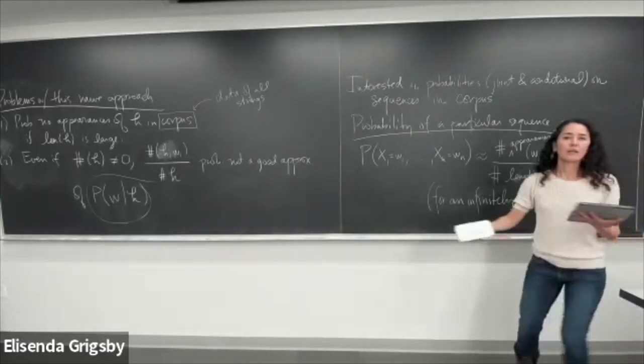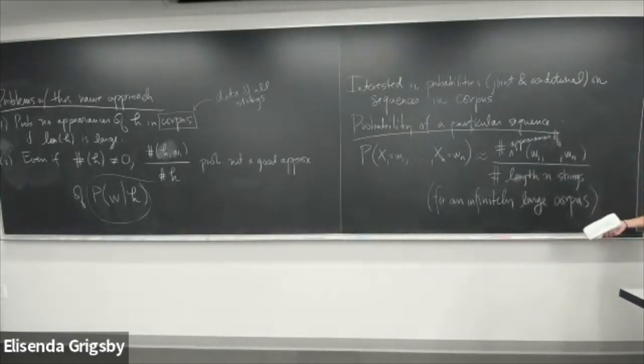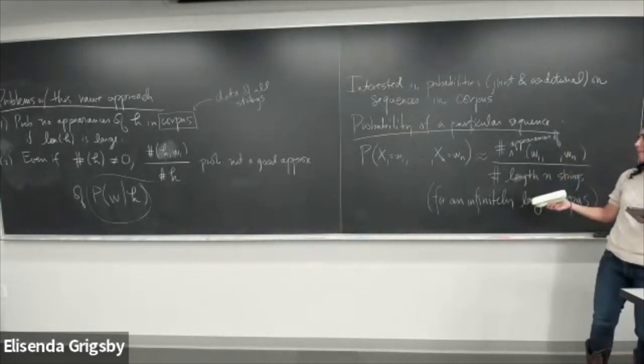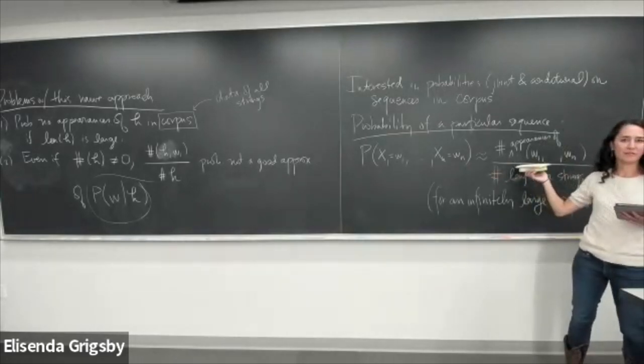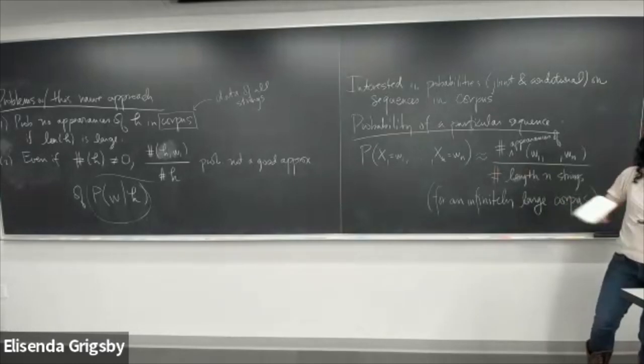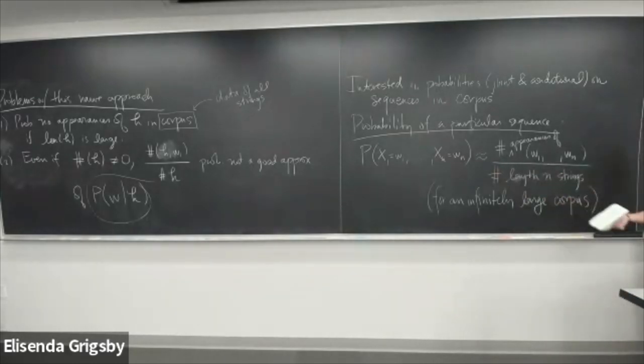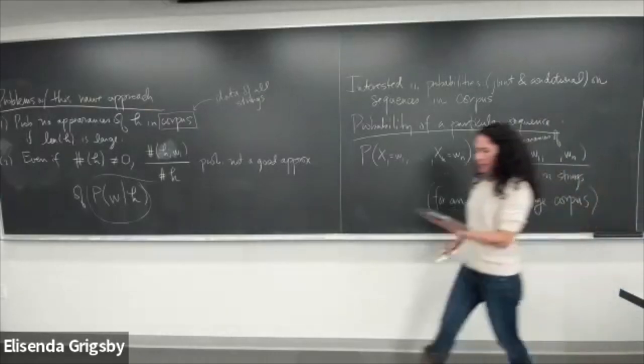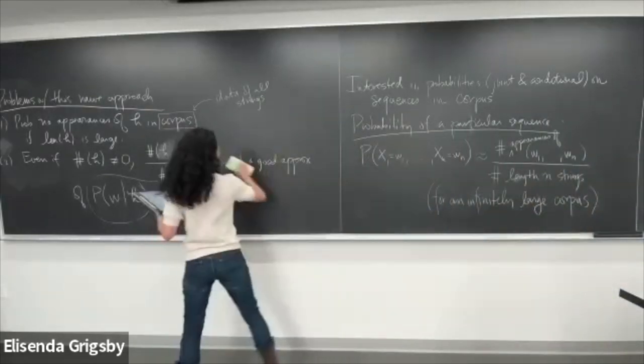Wait, why do they need the infinitely large? I mean, because this won't be a good approximation unless you've considered all possibilities somehow, in some sense. Okay.